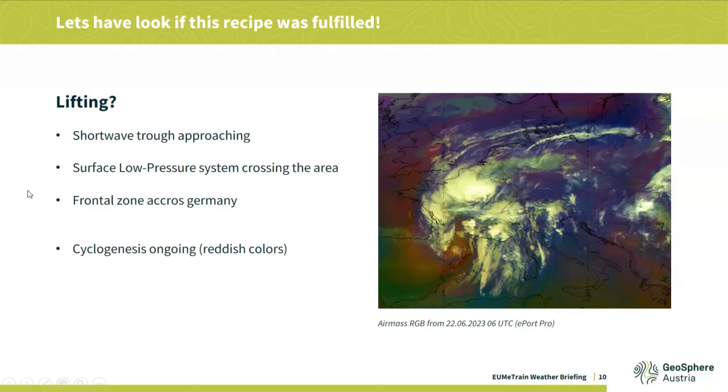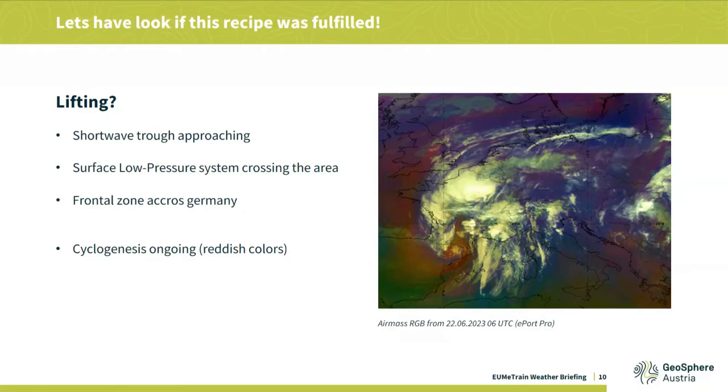You can also see this low pressure system in the air mass RGB, and as Lily already said, the reddish colors in the air mass RGB are indicators for polar air and for cyclogenesis. And now you can see that the whole lifting will take place in the region of the surface low. Basically, you can see the reddish colors getting sucked into the low pressure system and into the area of our forecast.